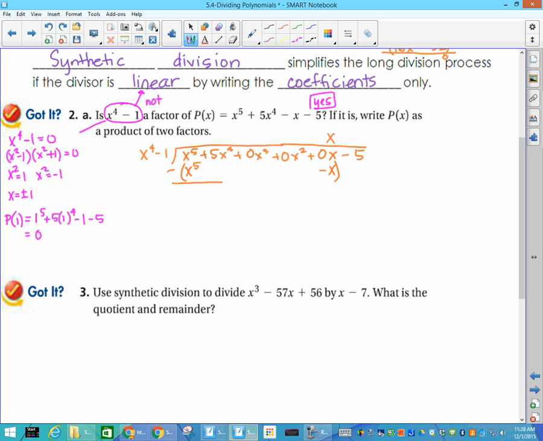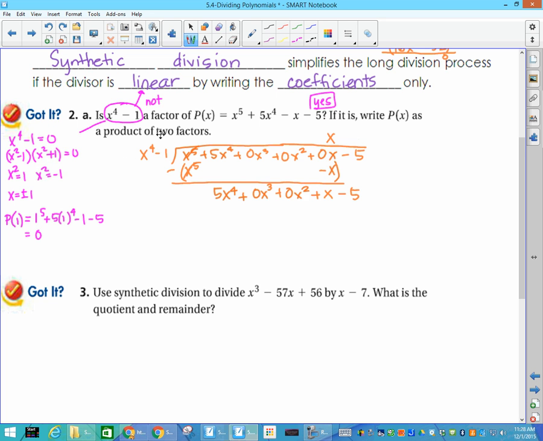Boom. Subtract. And that gives me those cancel. So I have 5x to the 4th plus, you really don't have to write those. Well, we will. Yeah, we do. 0x cubed plus 0x squared, and 0 minus a negative x is plus x. And I carry down my 5.